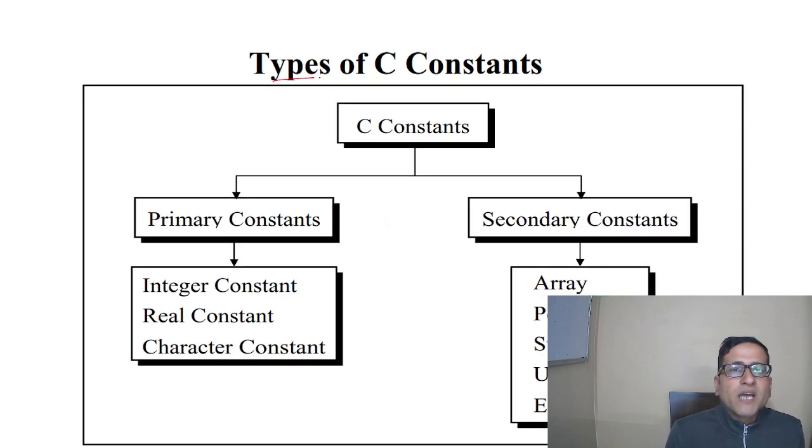So next is types of C constants. C constants are of two types: one is primary and the second is secondary. Primary constants have integer, real and character constants.